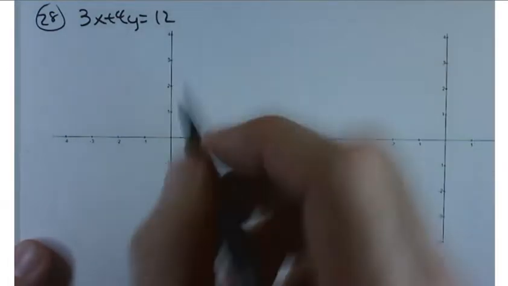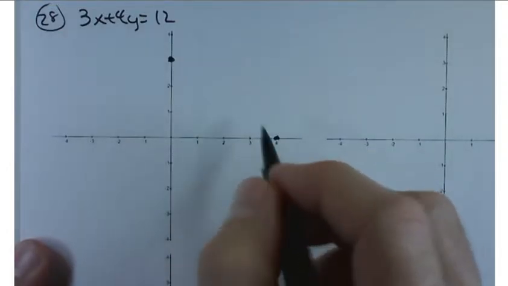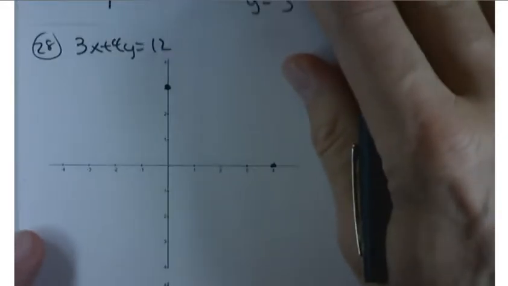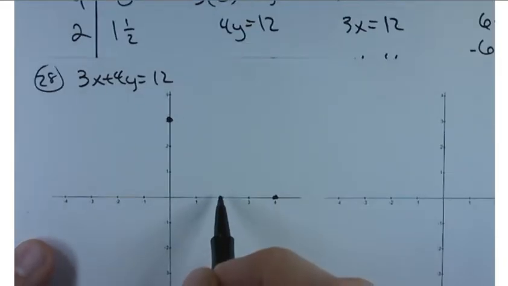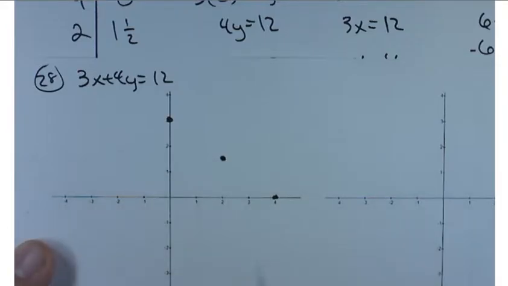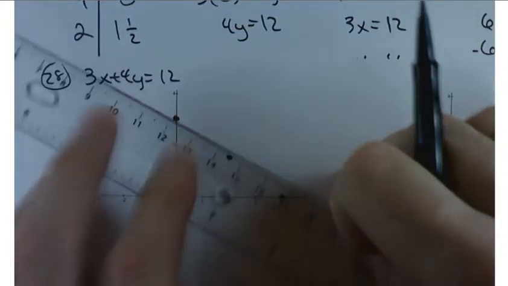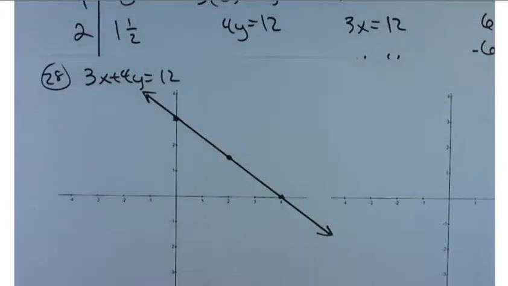So 0 and 3 is up here. 4 and 0 is down here. The last one was 2 and 1 and 1/2. So here's 2 on the x-axis. 1 and 1/2, it's about here. And you can connect the dots. Notice all 3 points lie on the same line. They should.